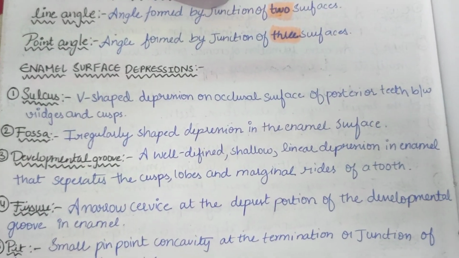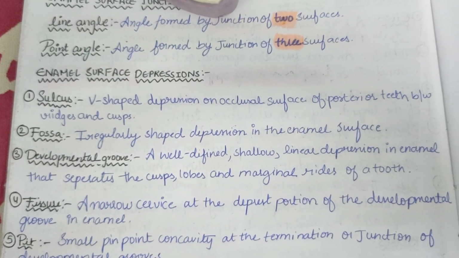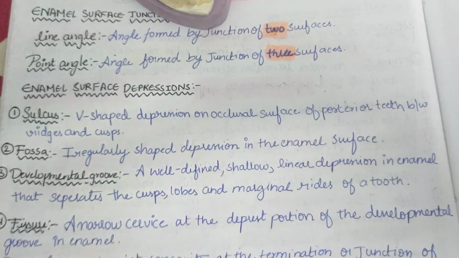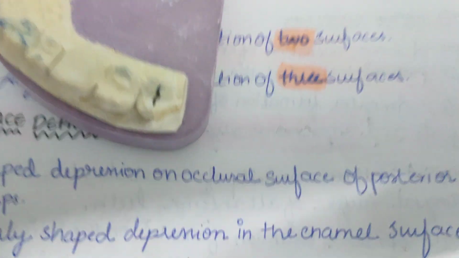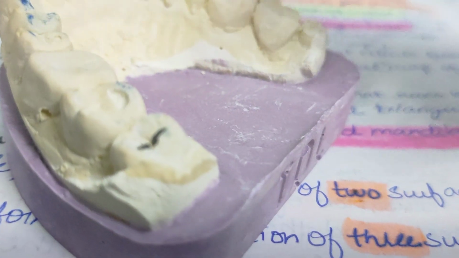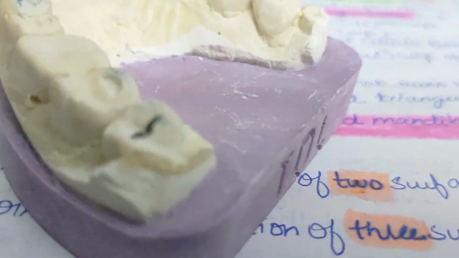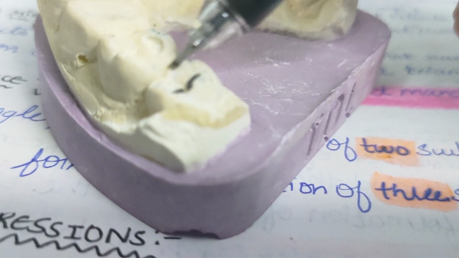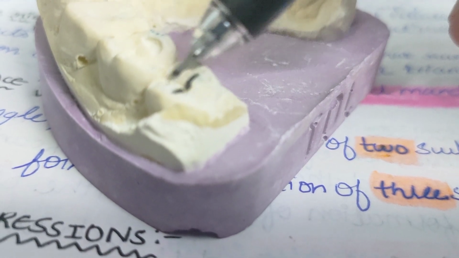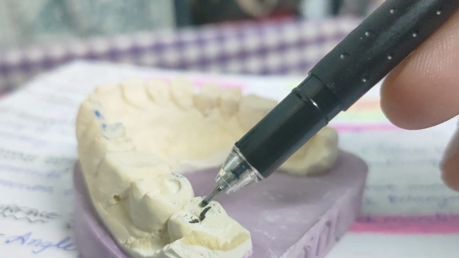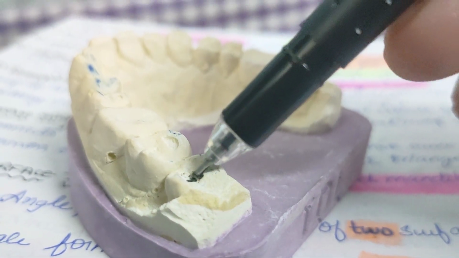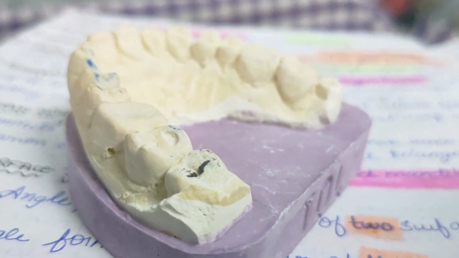The first is sulcus. Sulcus is a V-shaped depression on the occlusal surface of posterior teeth between the two ridges as well as cusps. Now here in the third molar, we can see a ridge here, and a ridge as well as cusp, and here you can see the V shape. This is known as sulcus.